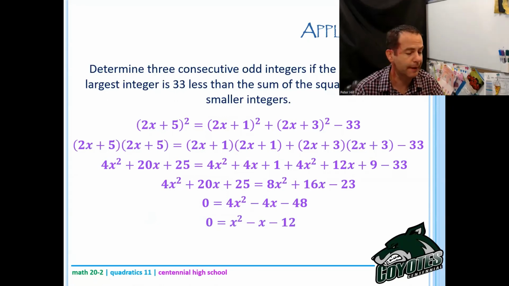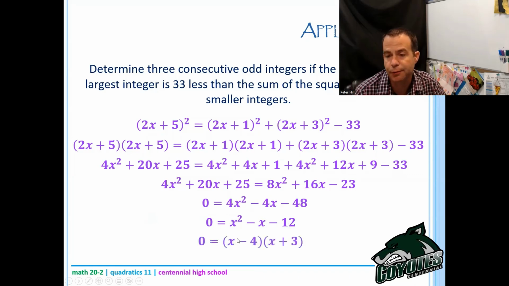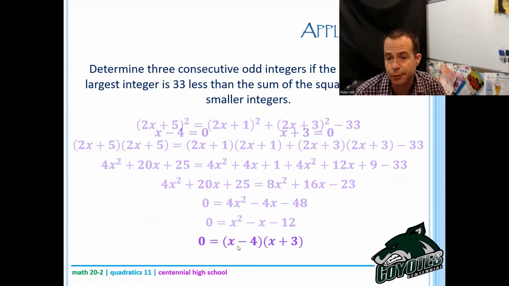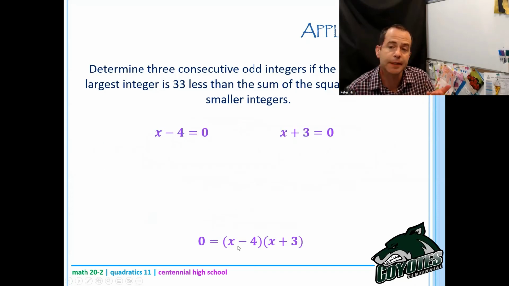Okay, now I'm ready to factor. So I'm looking for two numbers that multiply together to give me negative 12 and add together to give me negative 1. They would be negative 4 and 3. So now I'm at the zero product principle. Either x minus 4 gives me my 0, or my x plus 3 will be my 0. If x minus 4 is my 0, then x equals 4. I just added 4 to both sides. And if x plus 3 equals 0, then I'm just subtracting 3 from both sides.